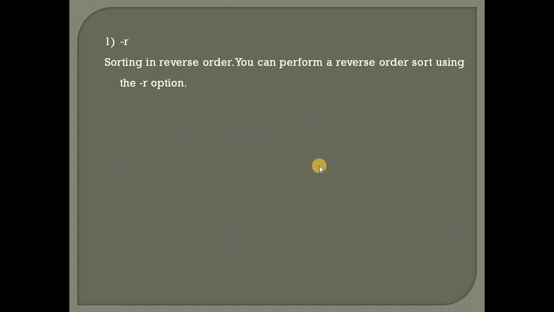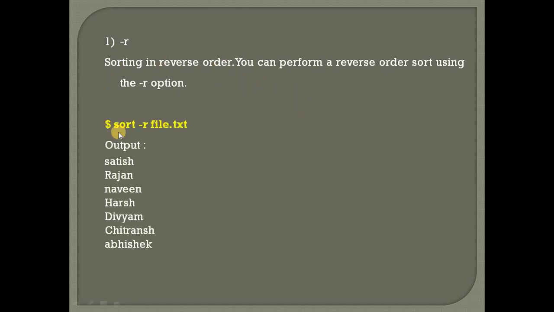We'll see now the different options of the sort command. First option is -r. It sorts in reverse order. R stands for reverse order. You can perform a reverse order sort using the -r option. So in this case, I have used the -r option with sort for file.txt. You can see that this is sorted. A comes first over here and then S. That is, this file is sorted in reverse order.